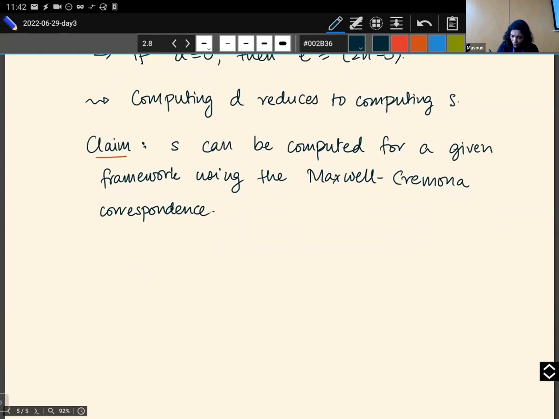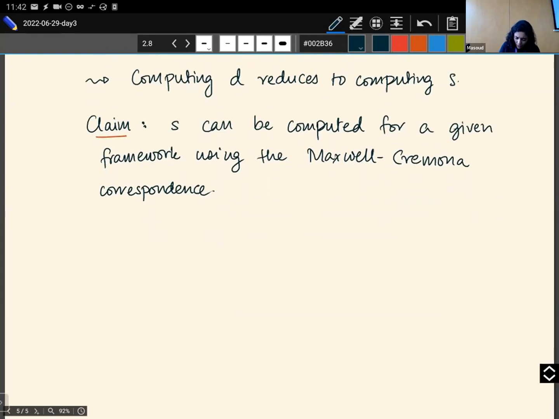So what you do is the following. If you have a framework, this is not a formal proof or anything. It's simply some pictures which tell you what to do. So if you have a framework like this, you want to compute its self-stresses.